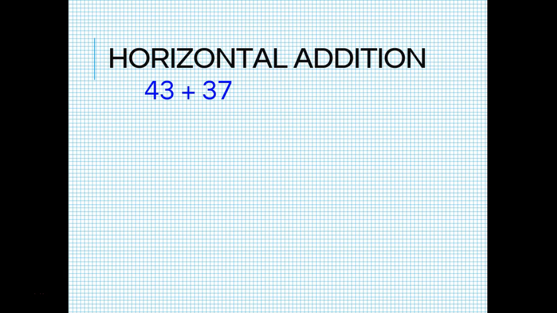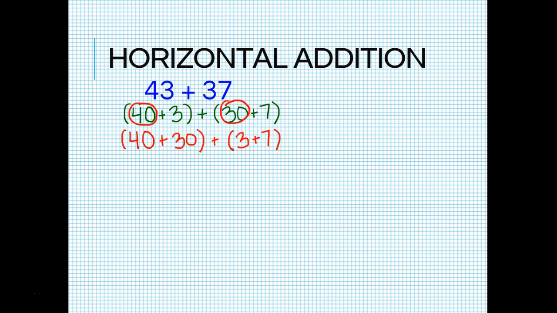Just 2 more problems and we're finished. Next, we'll add 43 plus 37. I can decompose 43 into 40 plus 3 and 37 into 30 plus 7. Gather my tens and ones, and I'm left with 40 plus 30 and 3 plus 7. 40 plus 30 equals 70, and 3 plus 7 equals 10, and 70 plus 10 equals 80.